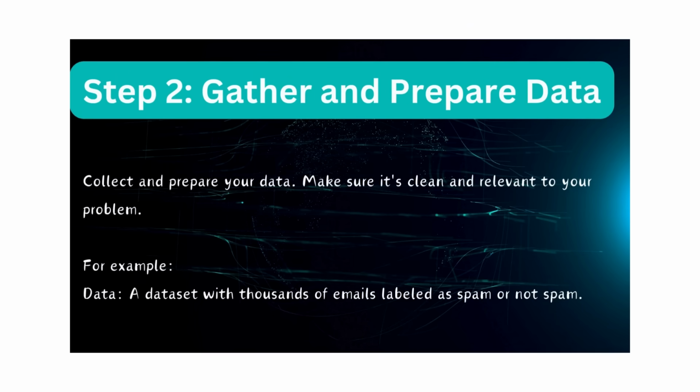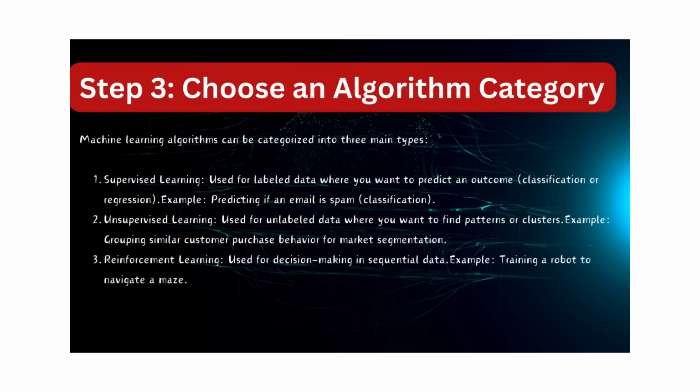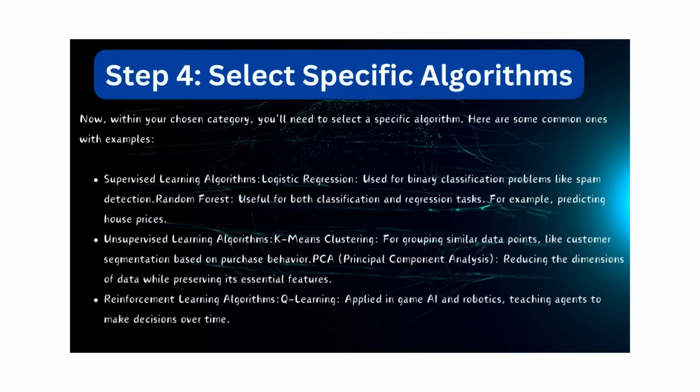Step 3. Choose an algorithm category. Machine learning algorithms can be categorized into 3 main types: supervised, unsupervised, or reinforcement learning. Step 4. Select specific algorithms. Now, within your chosen category, you'll need to select a specific algorithm. Here are some common ones with examples. For supervised learning algorithms, logistic regression or random forest. For unsupervised learning algorithms, K-means clustering or PCA could be applicable. Similarly, for reinforcement learning algorithms, Q-learning could be applicable.